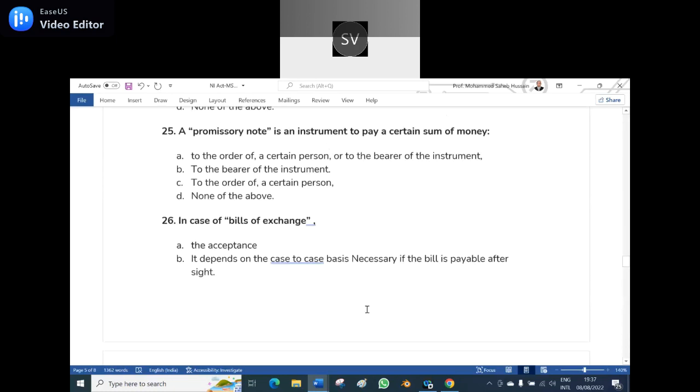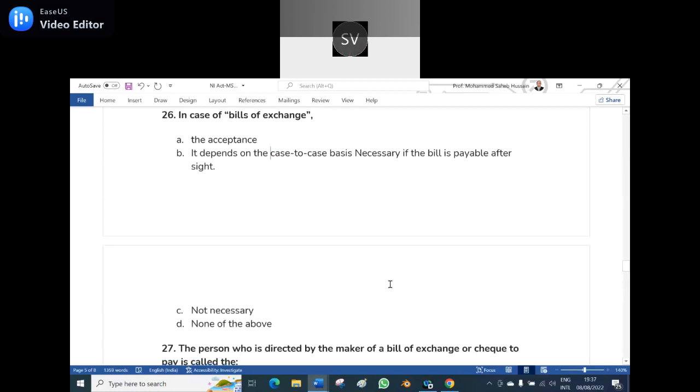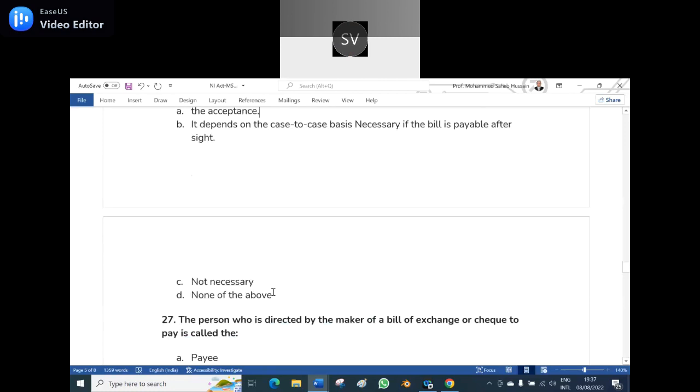Repeated. Okay. 26th question. In case of bill of exchange, option A, the acceptance. Option B, it depends on the case-to-case basis. Necessary if the bill is payable after the sight. Option C, not necessary. Option D, none of the above. Option B is the correct answer. It depends upon the case-to-case basis. Necessary if the bill is payable after the sight.